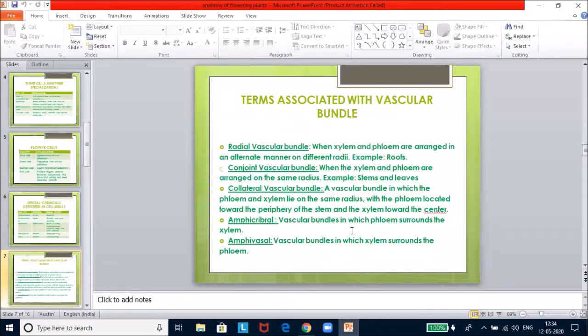Amphicribal: vascular bundles in which phloem surrounds the xylem. Amphivasal: vascular bundles in which xylem surrounds the phloem. So these terms are very important. I give you time, please make a note of it.